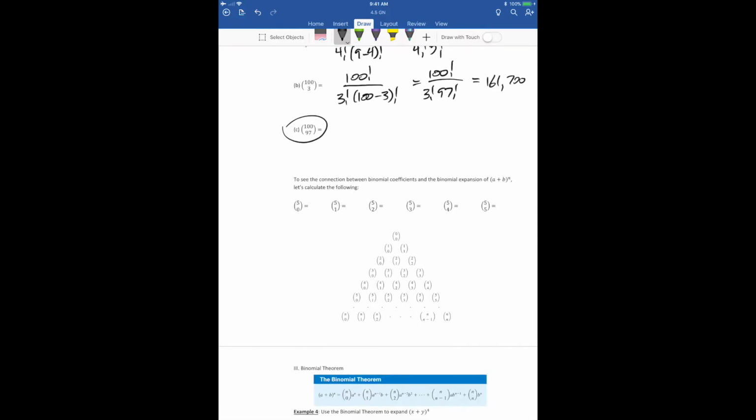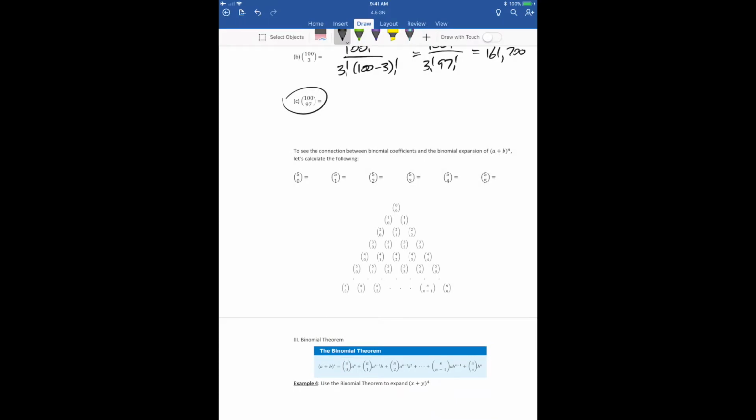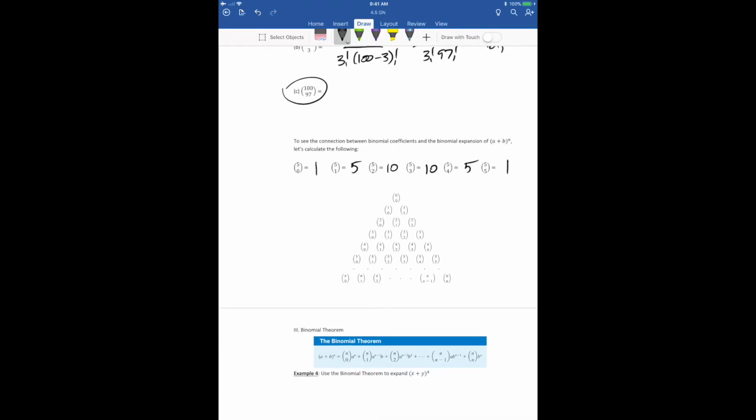Quite interesting. So let's look at the connection between binomial coefficients and the expansion. So 5 choose 0, you can plug that into the formula. It's 1. 5 choose 1 is 5. 5 choose 2 is 10. 10, 5, 1. If we lay all of our coefficients out like this, it's Pascal's triangle. So the binomial coefficients, like this formula, actually calculates the entries in Pascal's triangle.